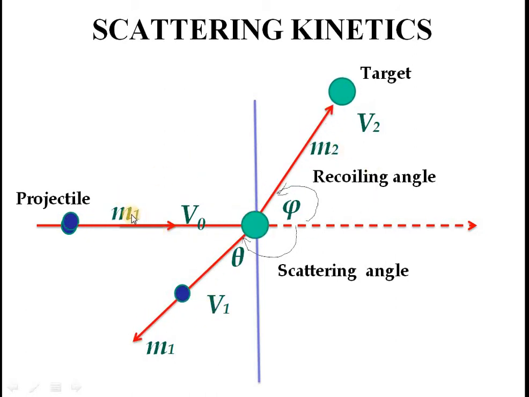So we have m1, the projectile, incident with a velocity v0. We have m2, the target, recoiled with a velocity v2, and the projectile scattered with a velocity v1 at an angle. So this is a visualization of the phenomenon in a simple format.